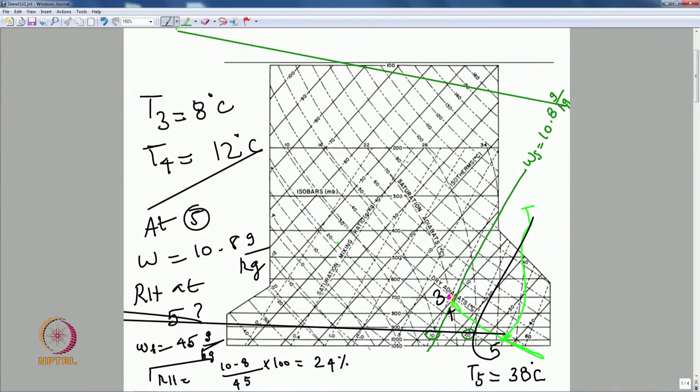Air at 30 degrees centigrade and 50% relative humidity, which was very comfortable, became air at 38 degrees centigrade and 24% RH. It became dry and hot. Reasonably moist and comfortable air became dry and hot. Let us write all this on the board.